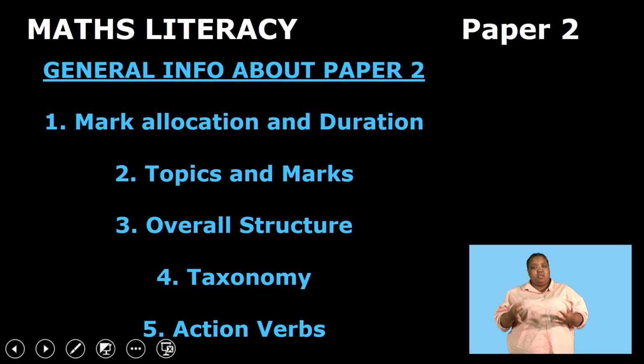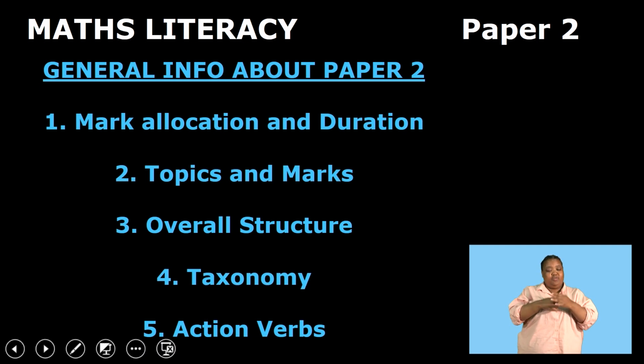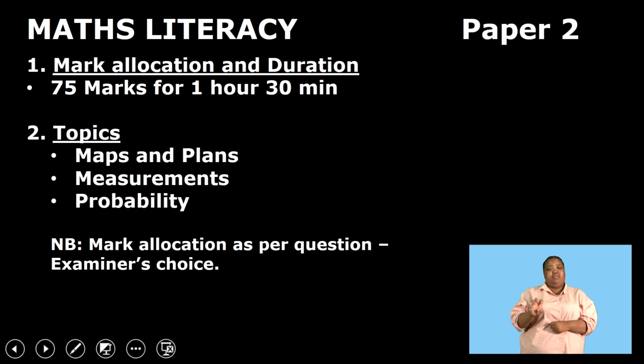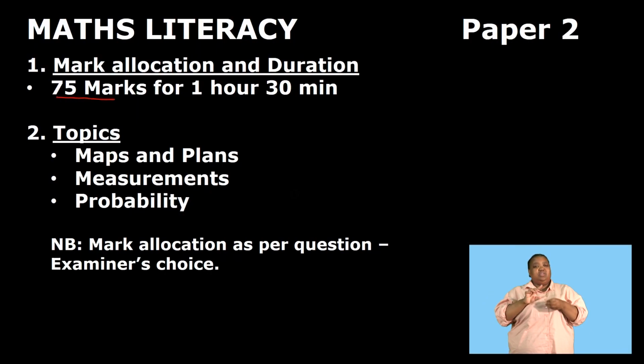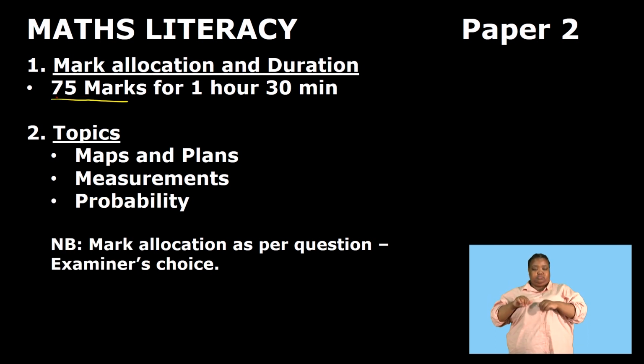Now, firstly, with the mark allocation, it's still the general information together with the duration, the topic and the marks, the overall structure, taxonomy, and the action verbs. Right. Now, firstly, when we look at the mark allocation of Paper 2, we have 75 marks allocated for the whole question paper for 1.5 hours, which is 1 hour, 30 minutes. Then the topics that will be assessed will be maps, measurements, as well as probability. However, the mark allocation per question will be the examiner's choice.